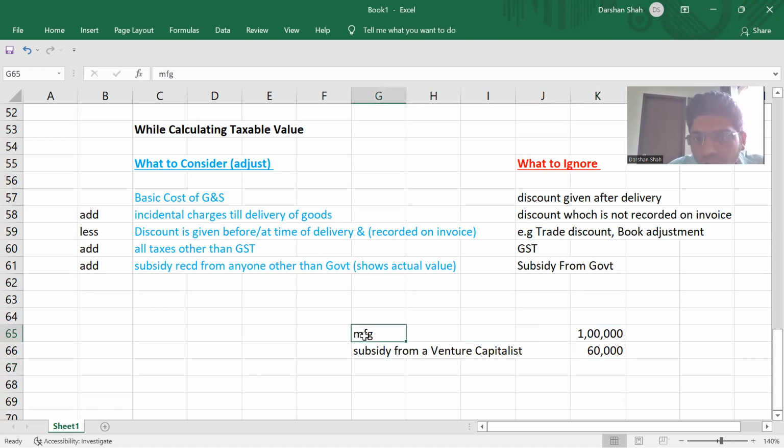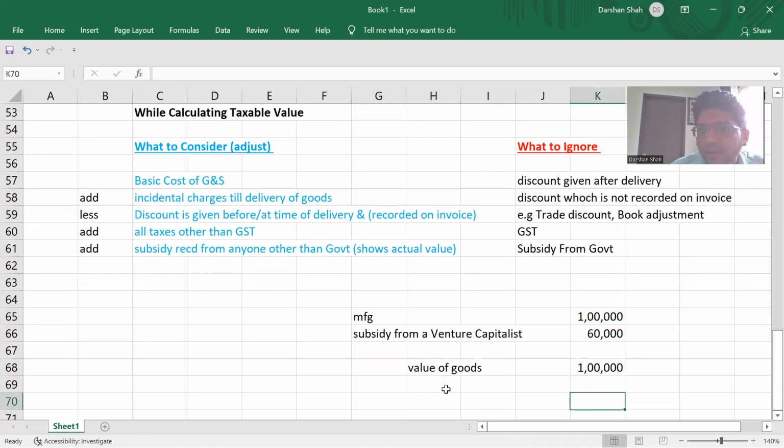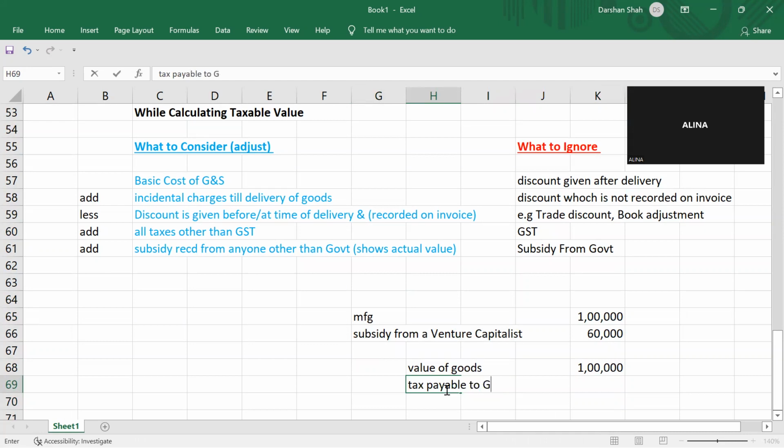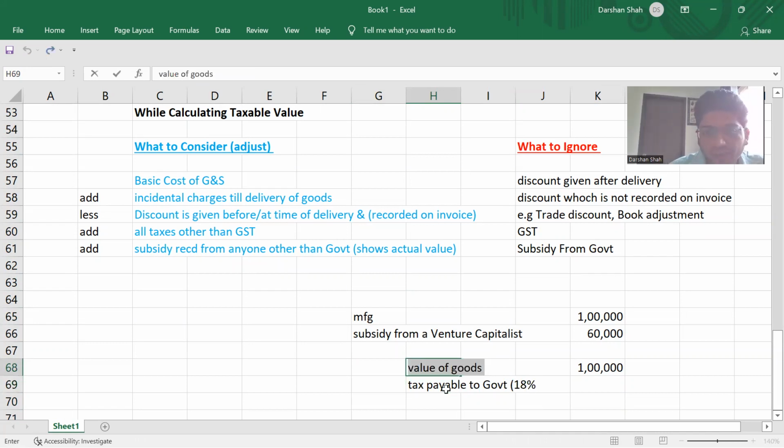Now, if this subsidy was not received, what would have been the value of goods? 1 lakh, correct? And what will be the tax payable to the government? 1 lakh into 18%. Let us assume GST is 18%. So tax payable to the government was 18,000, because GST is on goods and services. Value of goods was supposed to be 1 lakh, but because of subsidy from a random guy, your value has come out to be 40,000. So if you pay tax on 40,000, government will receive only 7,200 tax.